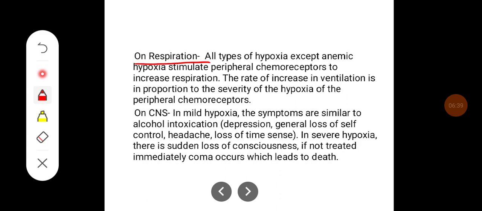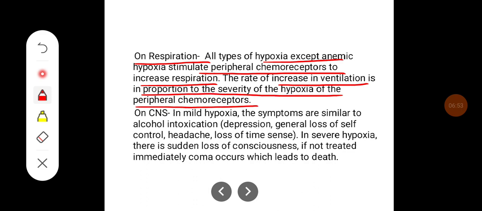Its effect on respiration. All types of hypoxia except anemic hypoxia stimulate peripheral chemoreceptors to increase respiration. The rate of increase in ventilation is in proportion to the severity of hypoxia at the peripheral chemoreceptors.